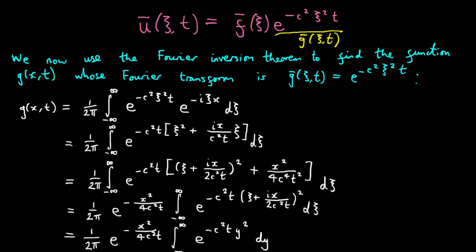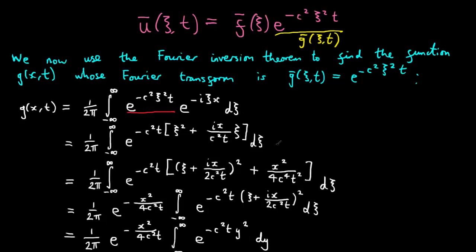This is going to be a process that has quite a few steps, but each of the steps are fairly simple. So first of all, this first line is just a statement of the Fourier inversion theorem. So it just says that in order to invert the function e to the minus c squared psi squared t, which is what we call g bar, all we do is we take 1 over 2 pi times the integral of that multiplied by e to the minus i psi x with respect to psi.